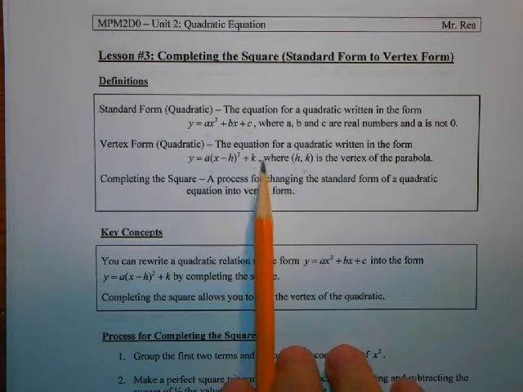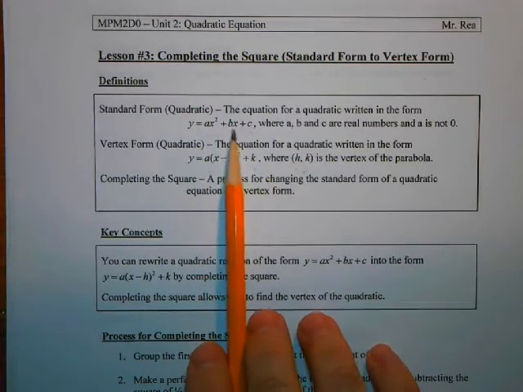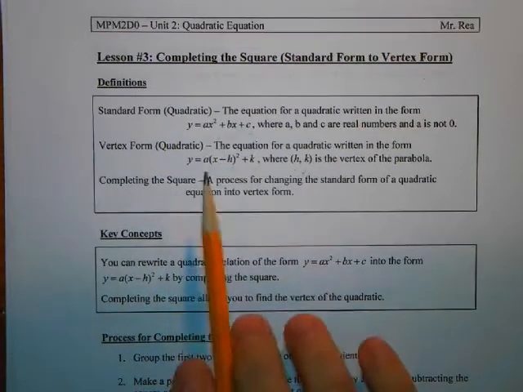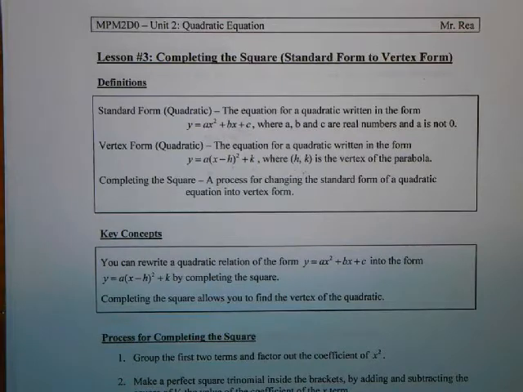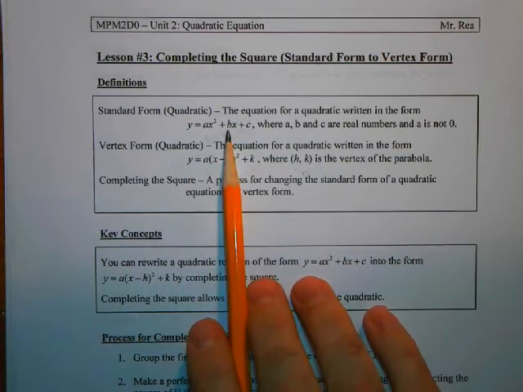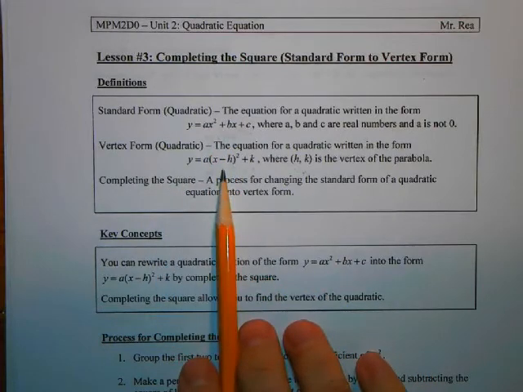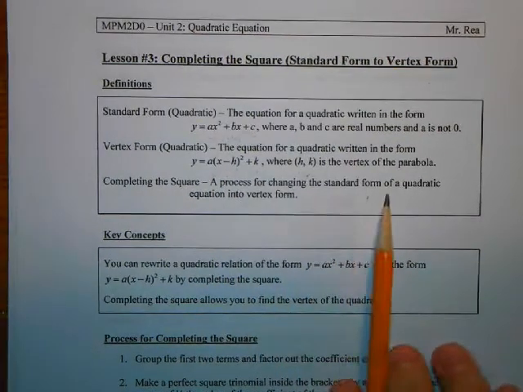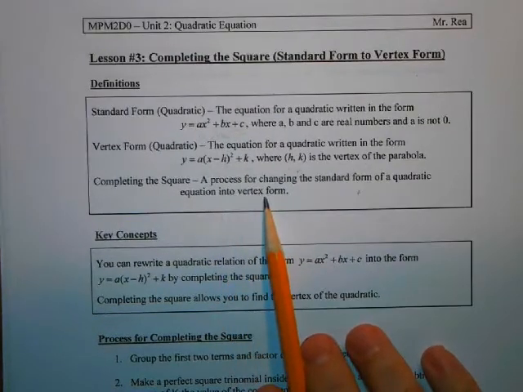Now, if I gave you an equation in standard form, you have no idea where the vertex is unless you maybe graphed it using technology or a table of values. But there's a much better way of getting the vertex, and that's to change the standard form equation into vertex form. And that's what this completing the square process does. It changes the standard form of a quadratic equation into vertex form. Once that's done, we can pull out the vertex coordinates very, very easily.